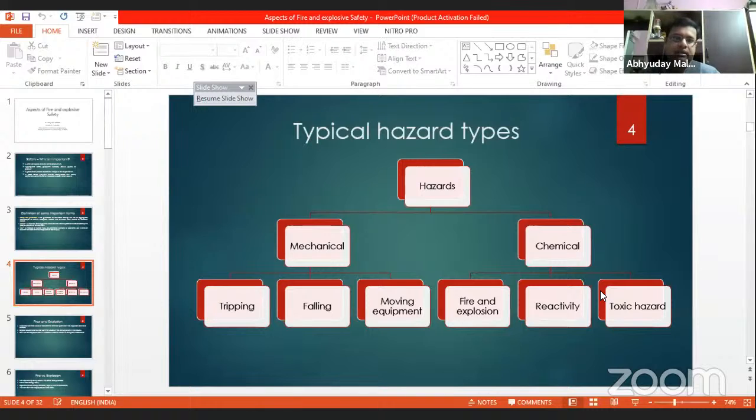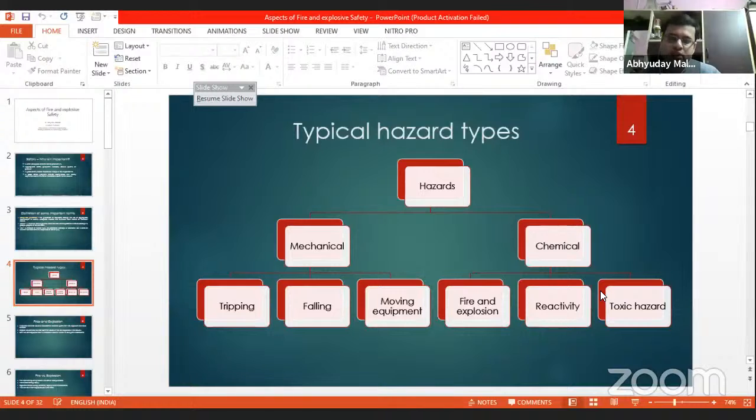Mechanical hazards can be as simple as tripping over something, falling from some height, or injury due to moving equipment. Chemical hazards are more important to us as of now. They can be caused by a probability of fire and explosion, some uncontrolled chemical reaction, or some toxic elements or chemicals which can be leaked or released into the atmosphere and can cause potential damage to people, property, or environment.